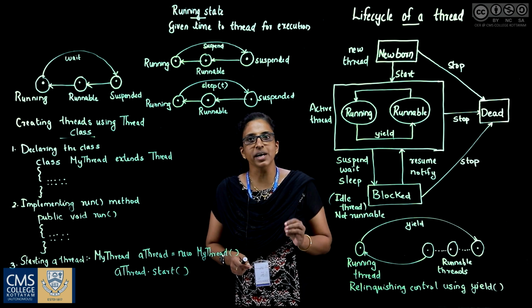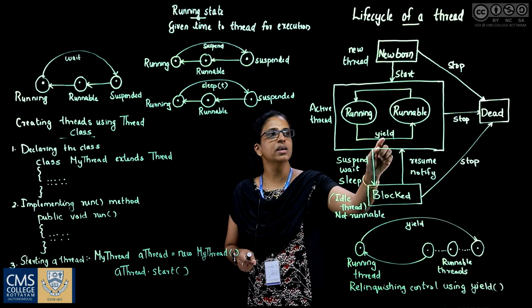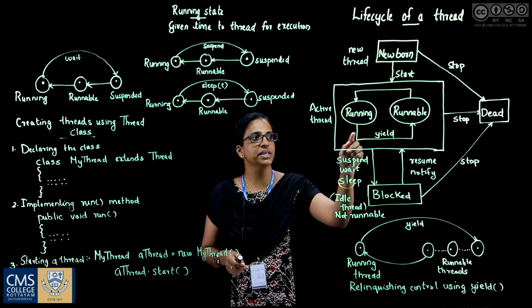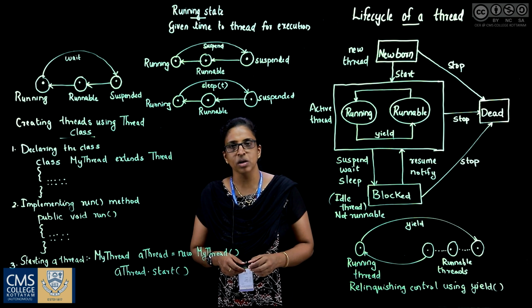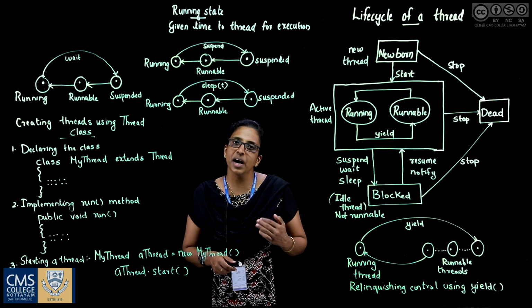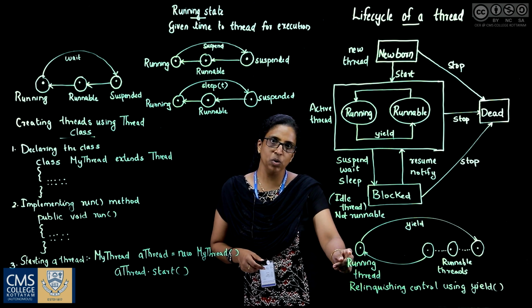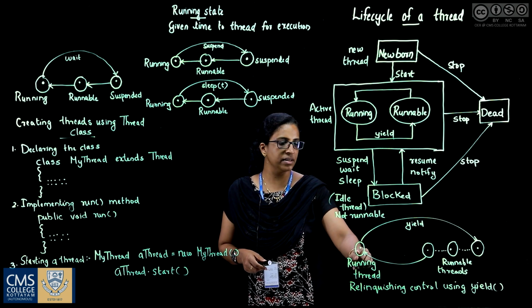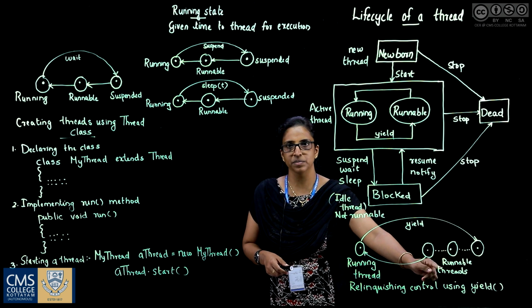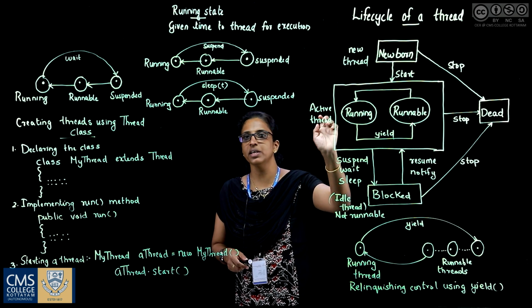If a thread wants to relinquish the control, then the thread will call the yield method. Either the thread can call the yield method to relinquish the control, or it can be preempted by another thread which has a high priority. If a thread relinquishes its control by calling the yield method, then it will go to the end of all the runnable threads. From the runnable state, the thread will enter the running state.